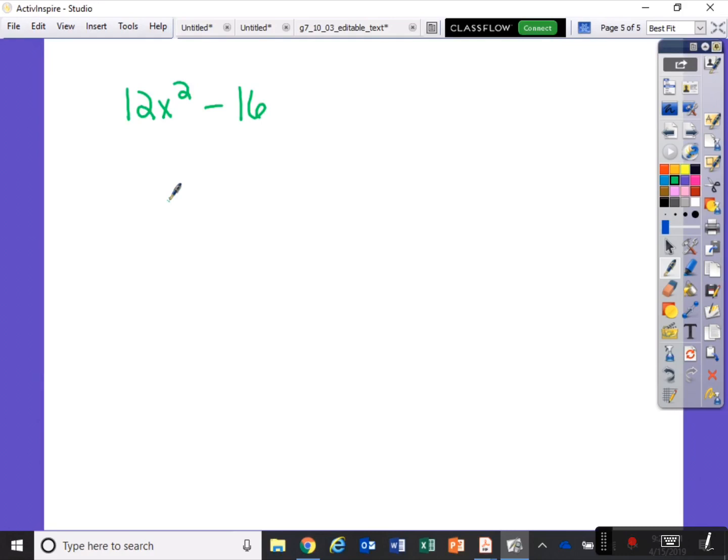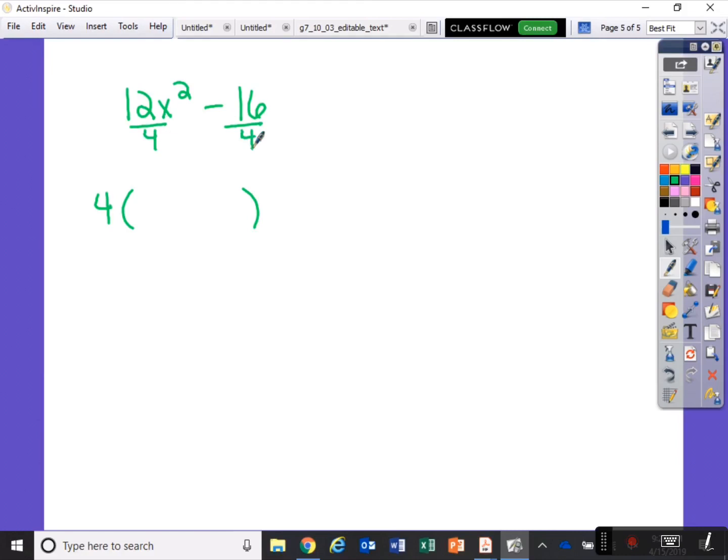But it does have a GCF, right? Just because it's not a difference of two squares doesn't mean that we can't simplify it. It does have a GCF. What is the GCF in this? 4. So we're going to factor out 4. I write a 4 on the outside and then a parentheses. When I'm factoring out a 4, what am I doing? Dividing by that 4.